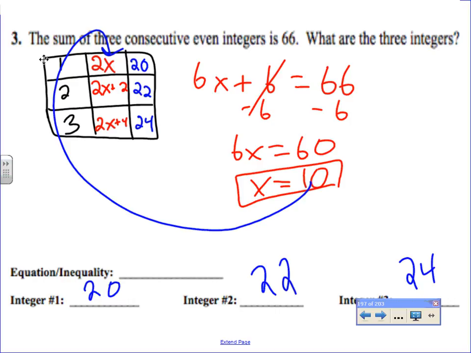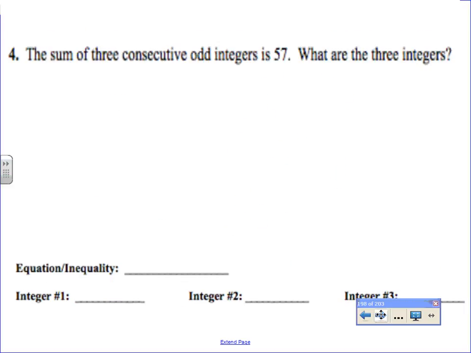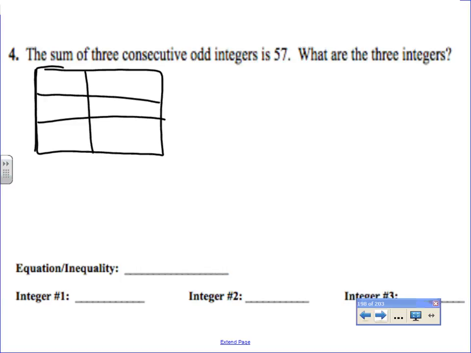Let's do number 4 together. Okay, number 4, the sum of 3 consecutive odd integers. So it tells you here we need to find 3 consecutive odd integers. I'm going to make a table again. Okay, 3 consecutive odd integers, 1, 2, 3. Okay, what is the first expression that we're going to use if it's odd? Brian C? Good job. 2x plus 1. Alina, what's the next one? Good job. Brianna, what's the last one? Good job. 2x plus 5. So there's all of the expressions we're going to use to represent odd integer.